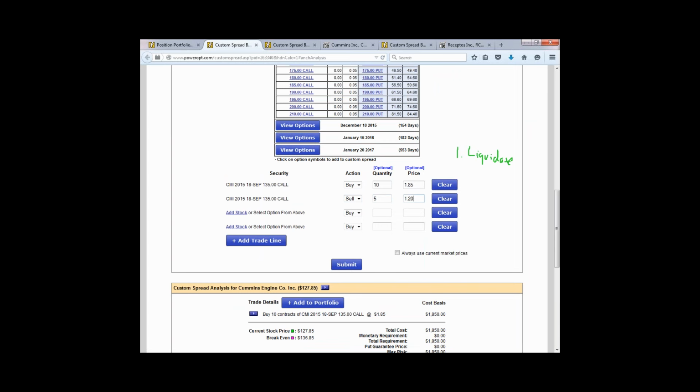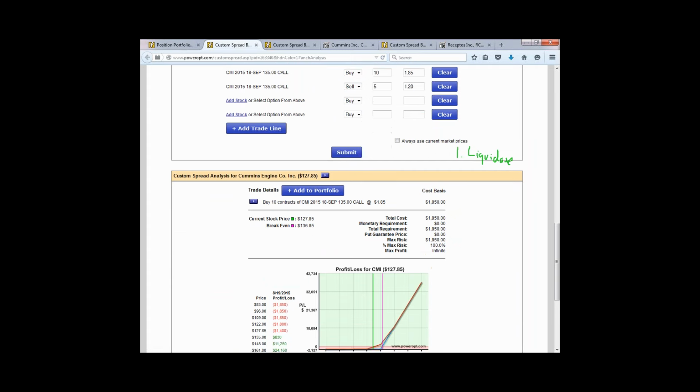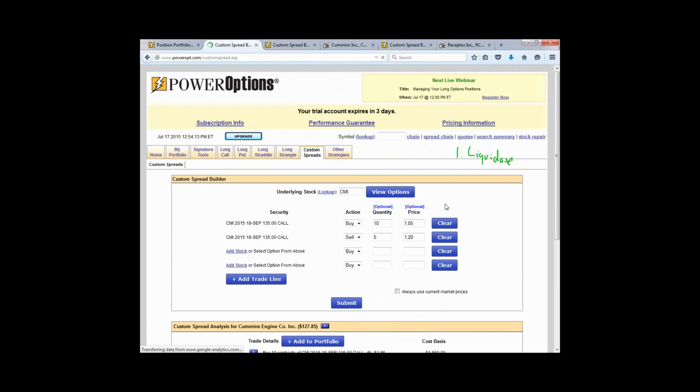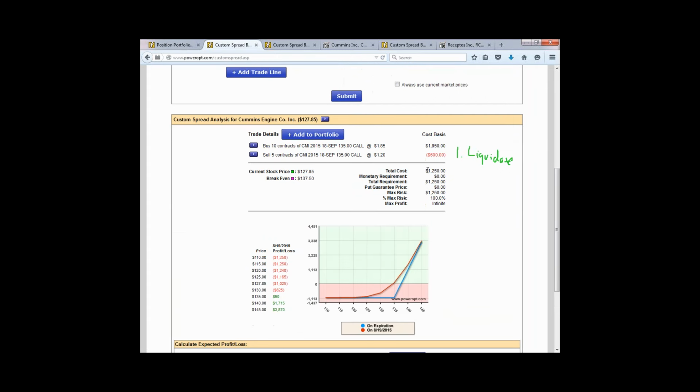Does this prevent me from losing more on the position if CMI continues down? No, it doesn't. What it did do, though, is reduce my exposure slightly. We reduced it by about 600, which is about a 30% reduction. We could also do more in the ratio aspect. We sold half. I could sell three-quarters. We could sell 7 contracts and try to reduce some of our exposure if it continues down.